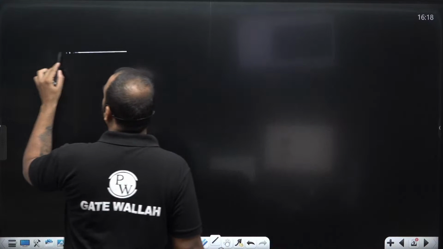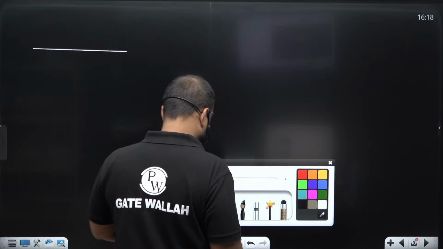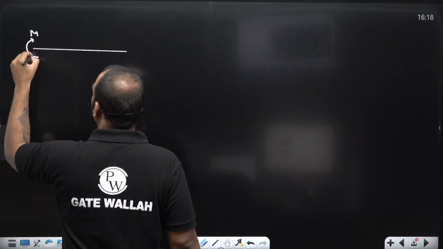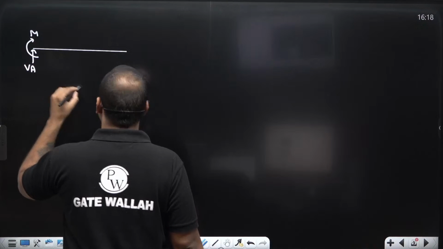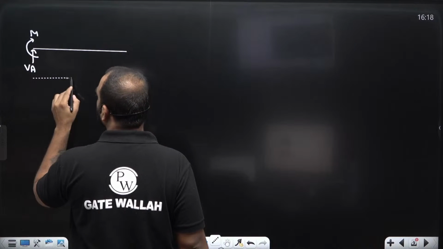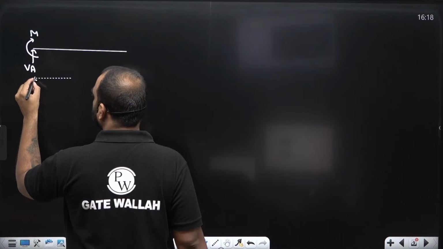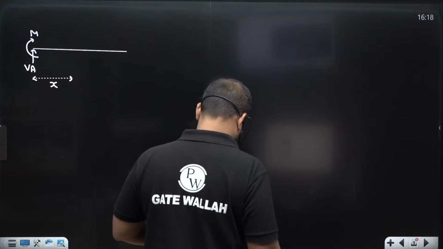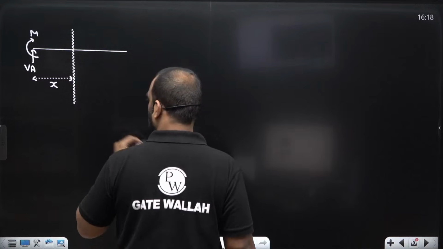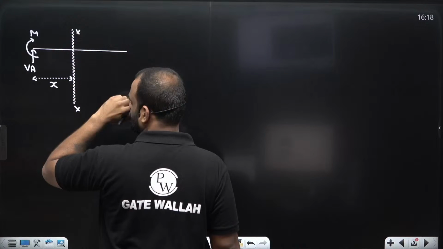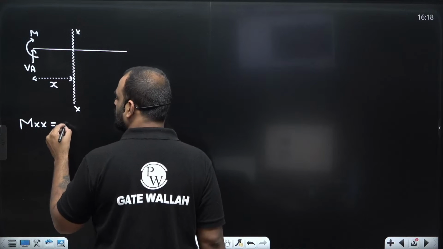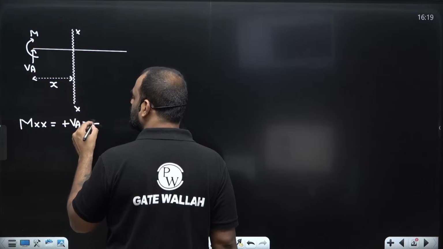How can we do it? Let us understand this. So guys, this particular value is M and we have VA, right? Let us take a section at a distance of x, so this is basically section xx. Clear? Now I want to write the equation of moment at xx, which is equal to plus VA into x plus M.